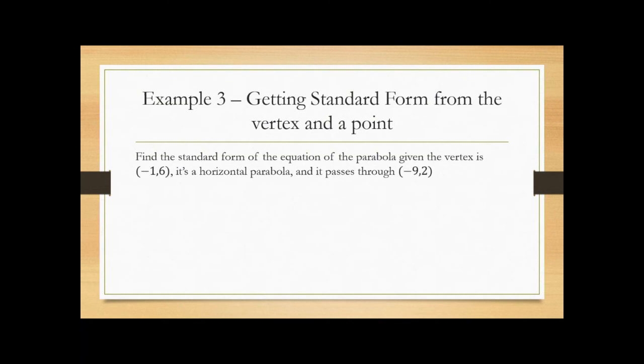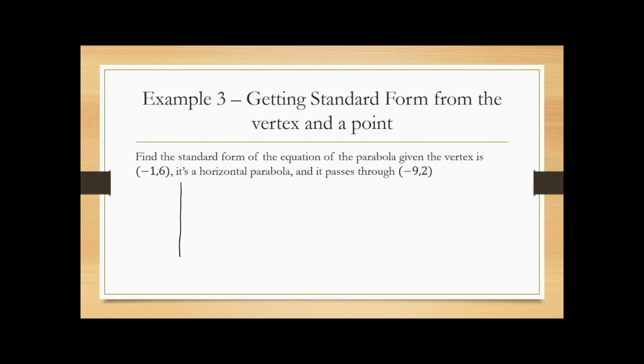So example 3, we have vertex and a point. So we're looking for a standard form of an equation of the parabola with a vertex of (-1, 6). It's horizontal, so this is telling us which direction, and we need to know that because the only other way to figure out whether it's vertical or horizontal is based off of the focus and the directrix. And if you're not given those two values, you don't know whether it's vertical or horizontal. So they have to tell us. And then it passes through the point (-9, 2).